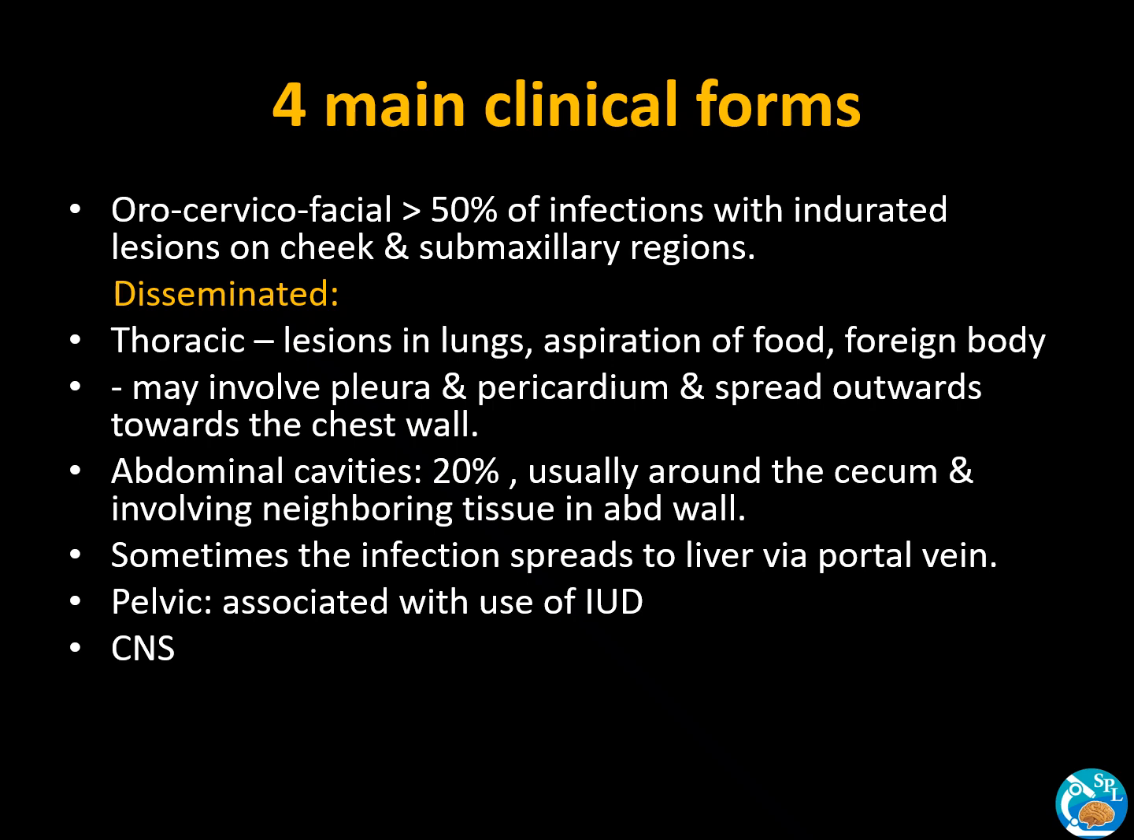20% of lesions are found in the abdominal cavity, usually around the cecum, involving the neighboring tissues. Appendicitis, diverticulitis, or surgery such as cholecystectomy or colectomy may also lead to actinomycosis. Sometimes the infection spreads to the liver via the portal vein. Pelvic actinomycosis is common in women with the use of intrauterine devices. It may also be found in the central nervous system.